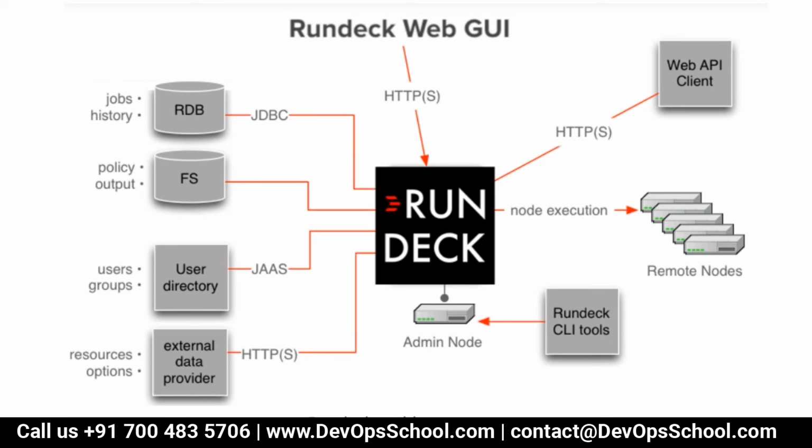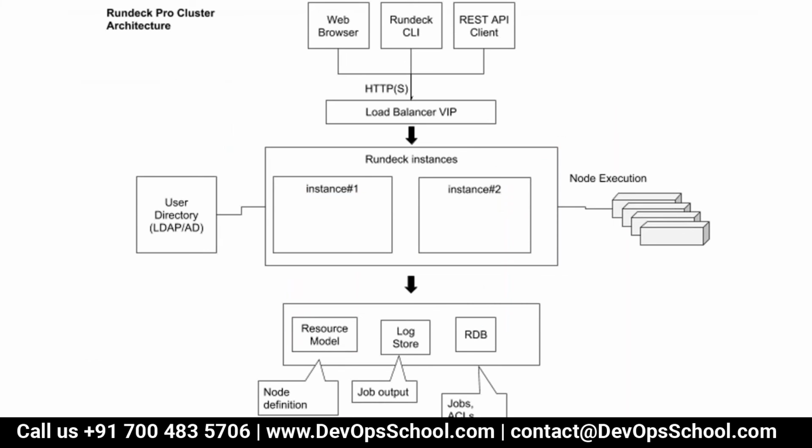So this is the overall architecture. Here you can see Rundeck, the central part, which is designed in Java and Grails 3, and the database, which can be MySQL or Oracle, Postgres, and stuff like that. File system as I discussed. I'll discuss in detail a little bit later, but at a high level. Now this is the architecture of Pro, meaning the enterprise version. Something similar, you see the RDB, log store, source model, and all stuff like that.